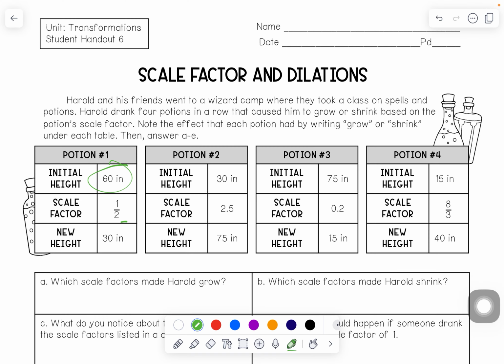All right, so here we are with scale factor and dilations. This will be lesson 6 in your notes. Harold and his friends went to the wizard camp, etc., etc. Potions about growing and shrinking. So which ones grow, which ones shrink?